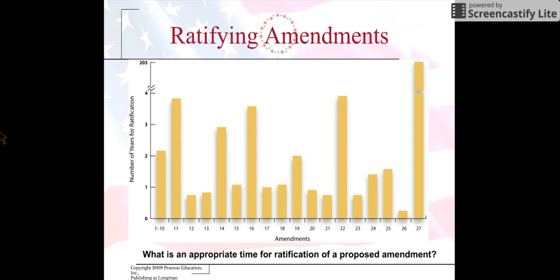And so you can see there the numbers. It's an interesting thing. You see the first 10 only took 2 years. The briefest amount was the 26th Amendment. That's allowing 18 to 21-year-olds to vote.